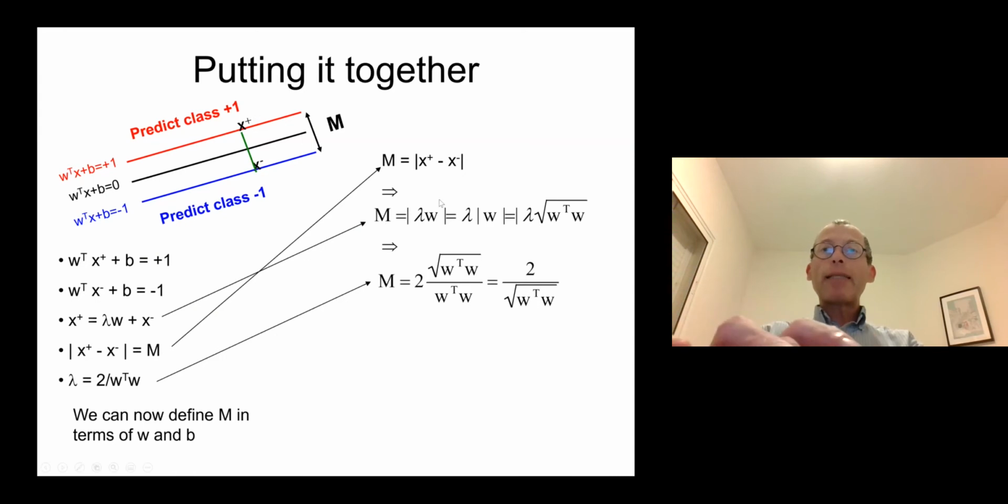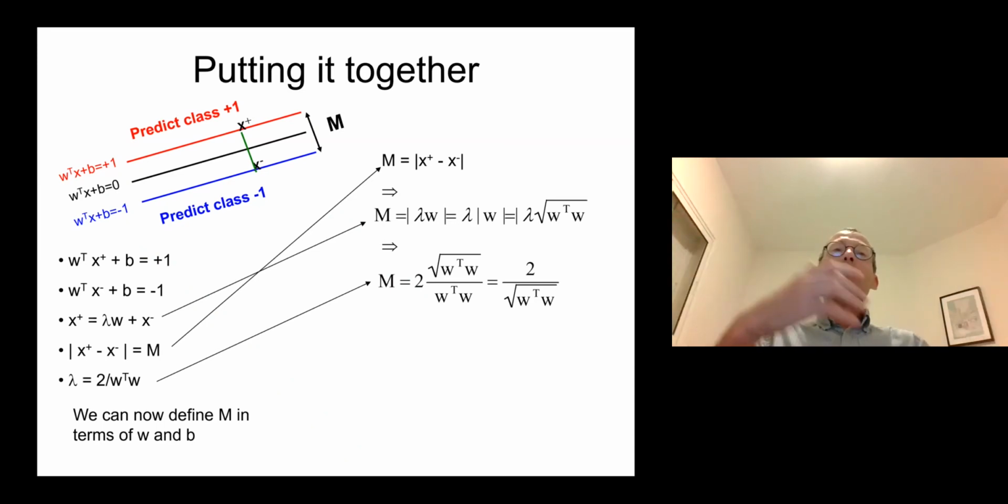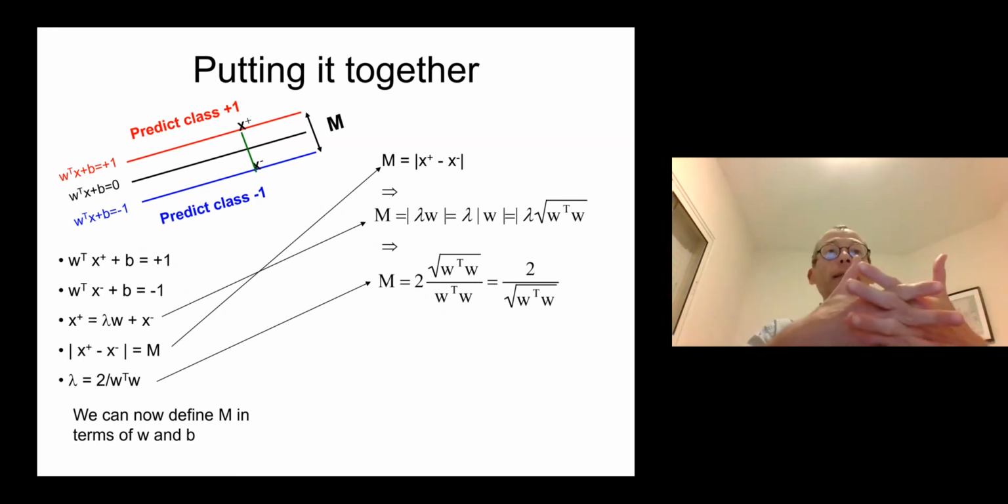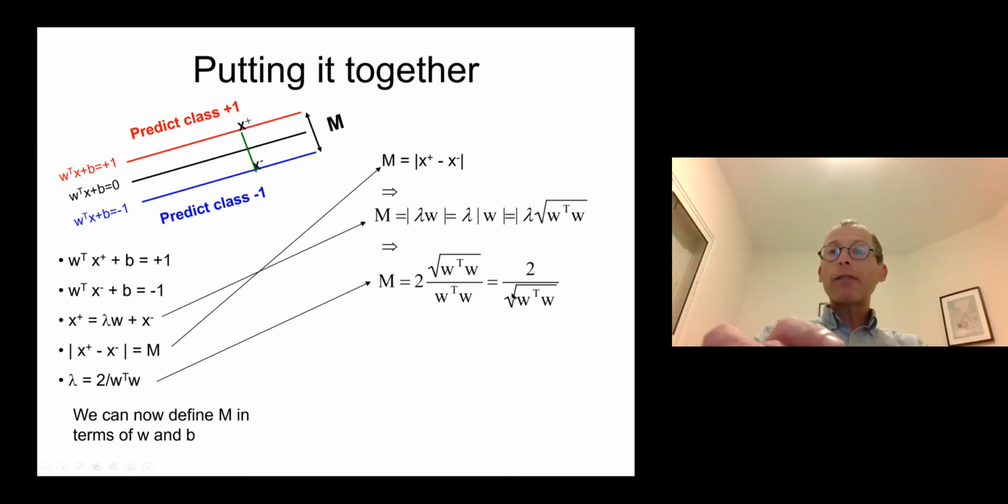And we know that lambda itself is 2 over WTW. And so if we plug in the value of lambda, this of course cancels out, and we get 2 over the square root of WTW. So M equals 2 over the square root of WTW. That's exactly what we wanted, right? We wanted to define M as a function of W, because the W's are the parameters. Of course, we don't know what they are, but once we know how to define the margin as a function of the parameters, we can maximize the margin by maximizing a function of the parameters. In this case, to maximize M, we need to maximize 2 over WTW.